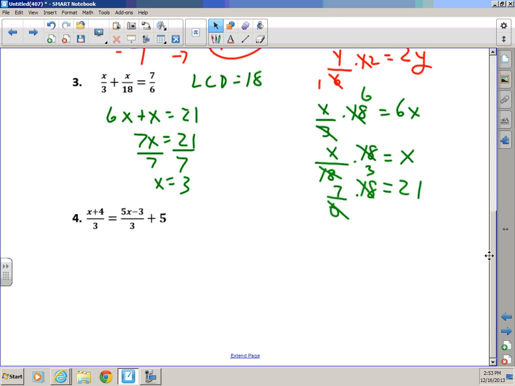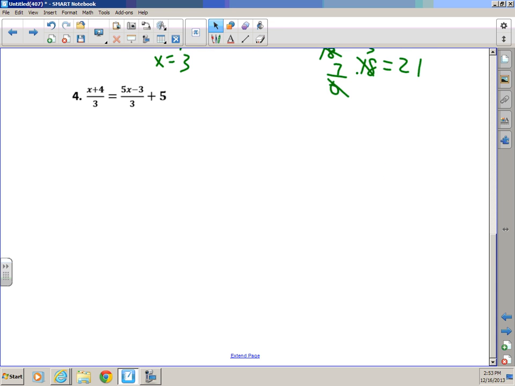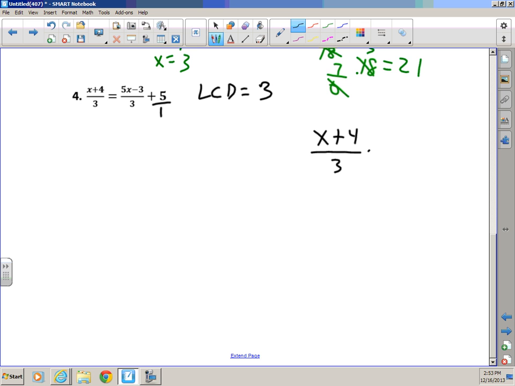Last one. My LCD. Now this is 5, which is 5 over 1. So my denominators are 3, 3, and 1. So my LCD is 3. This looks a lot more complicated than it really is.